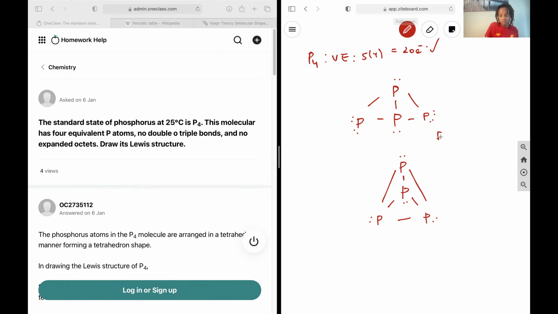Now we can check on the formal charges. For each of the phosphorus, it will be 5 minus the 3 electrons that they all have in bonding pairs, minus the 2 electrons they have on them. And so that's going to give us 0. That's as we expected. And so this is going to be our final Lewis structure.